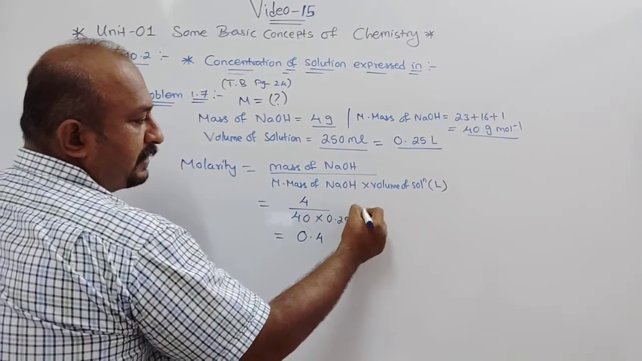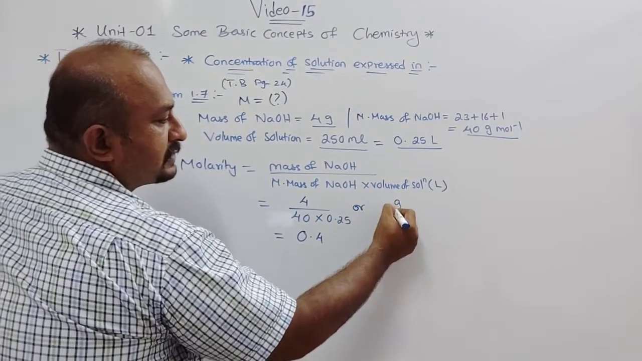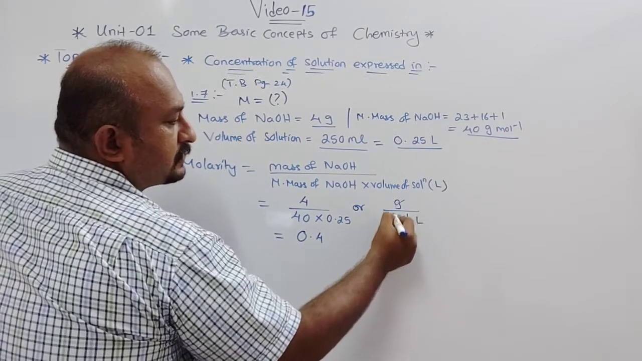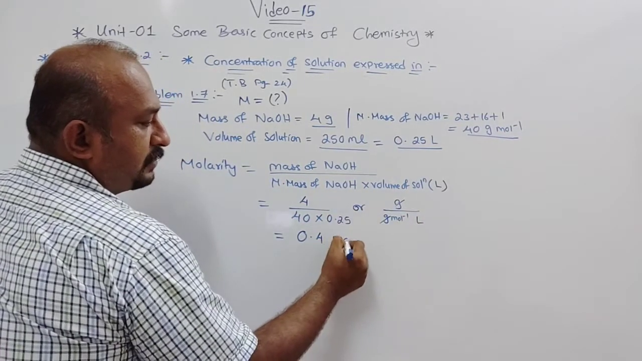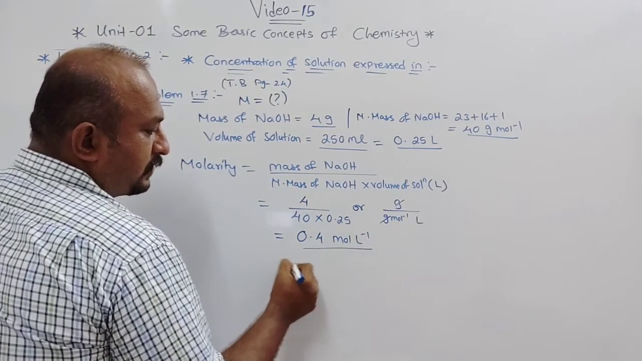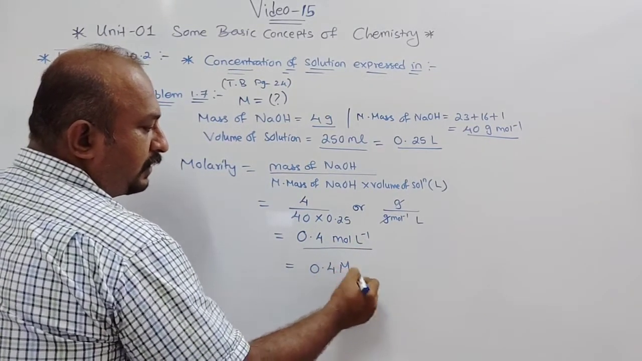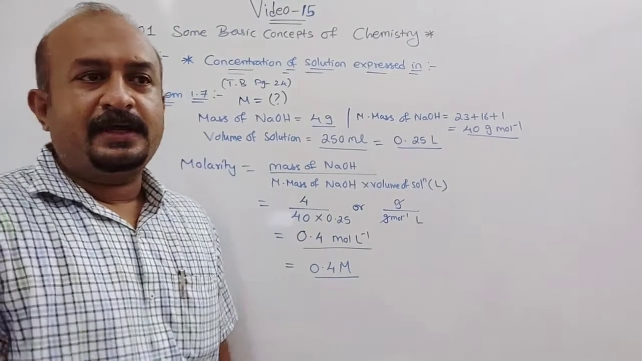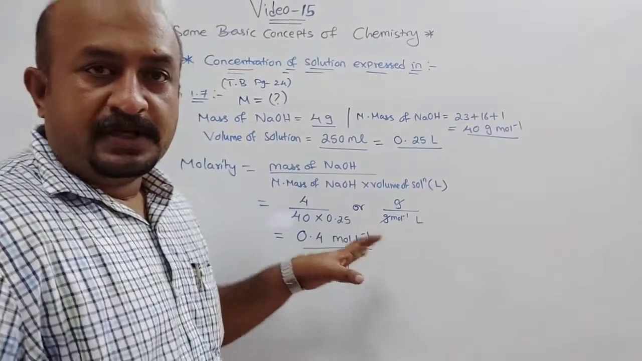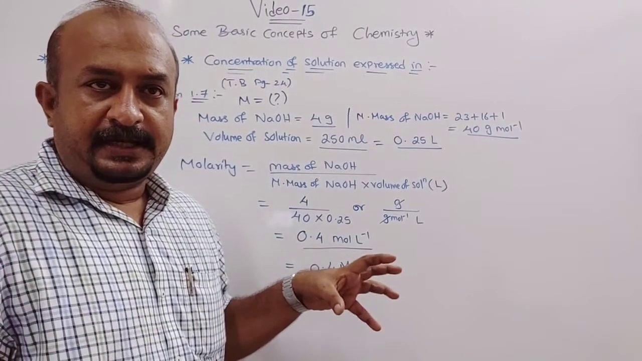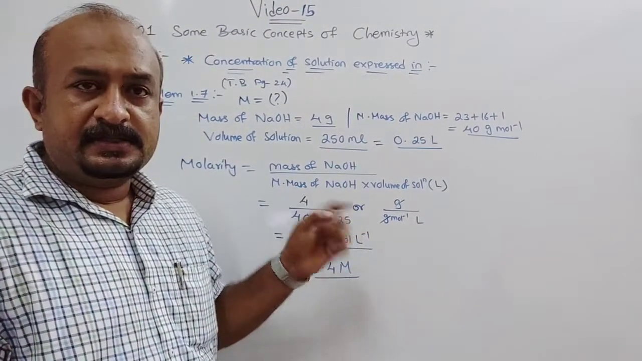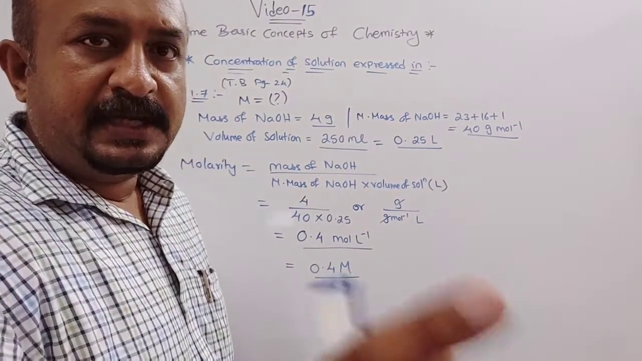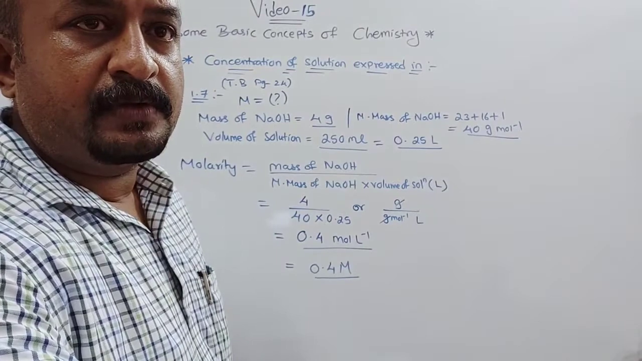I already explained how to find out the unit. This is gram, this is gram mole inverse, and this is in liter. So gram will get cancelled, so it will be mole liter inverse, or you can also write 0.4 molar. So here we come to the end of this topic of molarity. This is the way to do the numerical based on molarity. Clear? Now the next part in molarity.